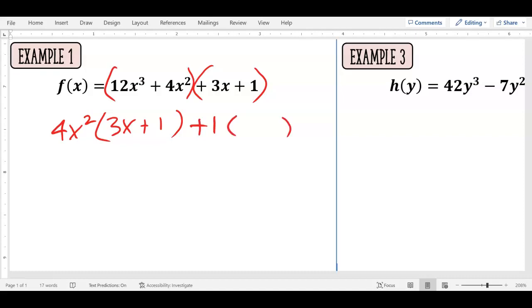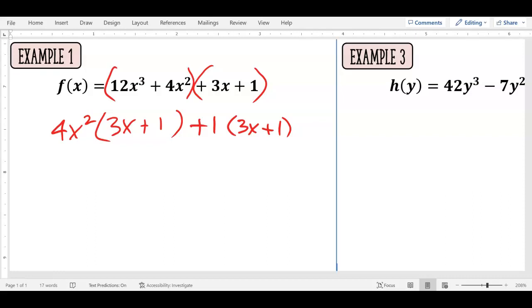Now hold up. If I take 3x plus 1 and I divide it by 1, it's not going to change anything. So you're really just rewriting 3x plus 1 for this one.